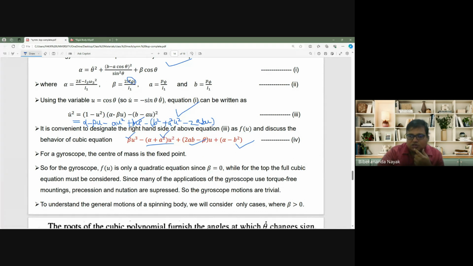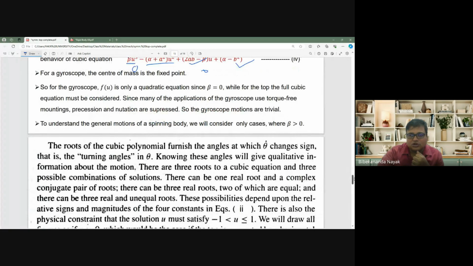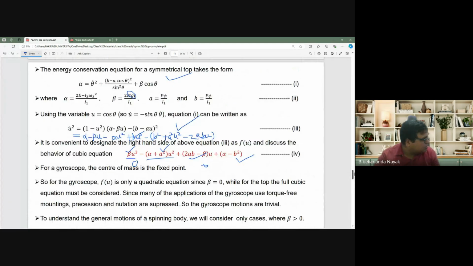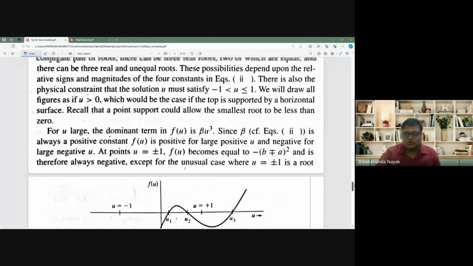f will become simpler. If beta is put at 0, then it becomes a quadratic equation, and its solution you can get very easily. But to understand the general motion, here we have to assume beta greater than 0. For general motion, beta is greater than 0, and for beta greater than 0, we have to solve it.